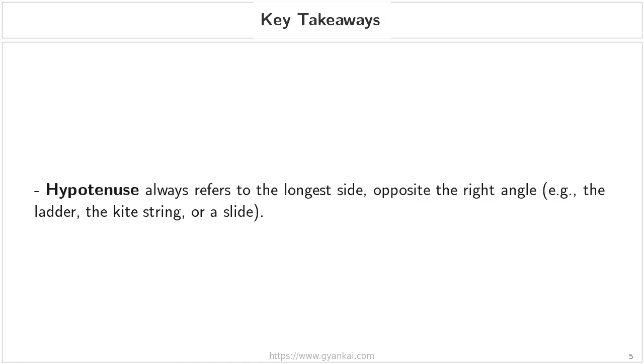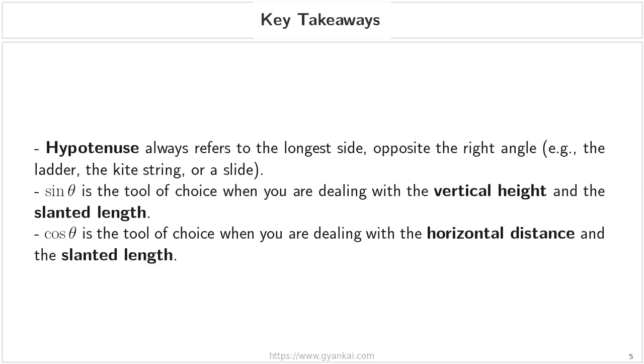First, remember that the hypotenuse is always the longest side of your right-angled triangle, and it is always positioned directly opposite the right angle. When you are looking at practical problems, think of the hypotenuse as that slanted path. Like the ladder leaning against the wall we calculated earlier, the kite string in our second example, or even a playground slide.